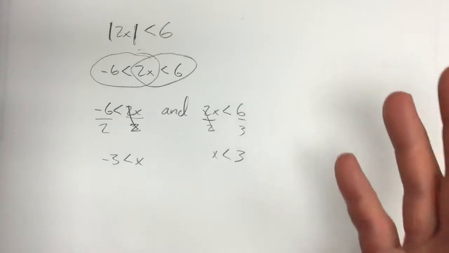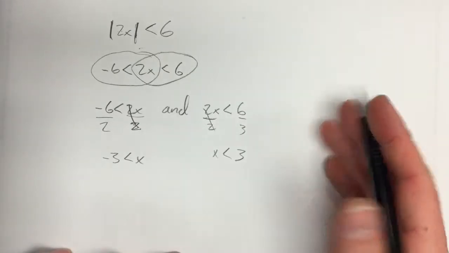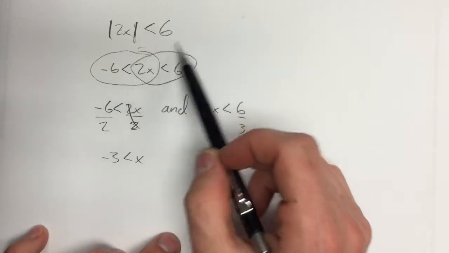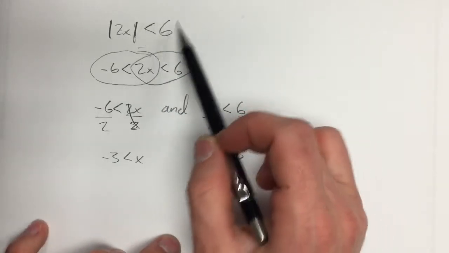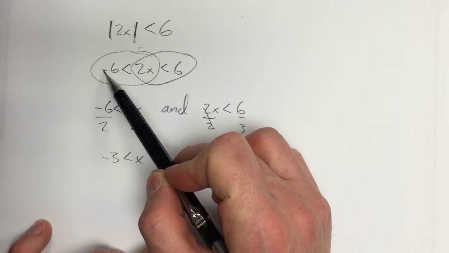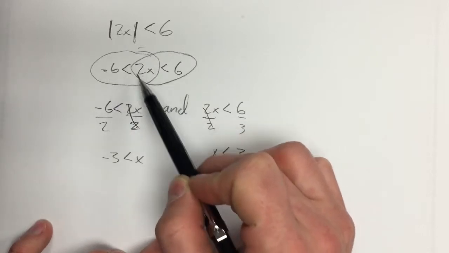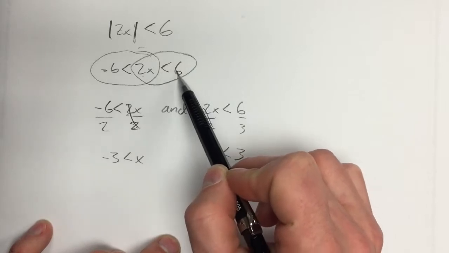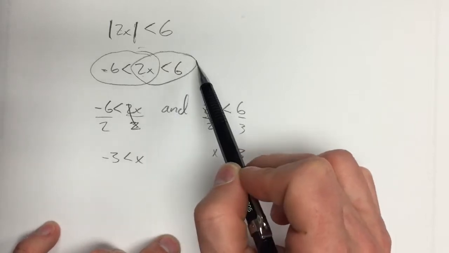So that is how we solve an inequality with an absolute value. We're going to take this number and put it as a negative, put the variable term in the middle, and then have it as a positive at the end, okay?